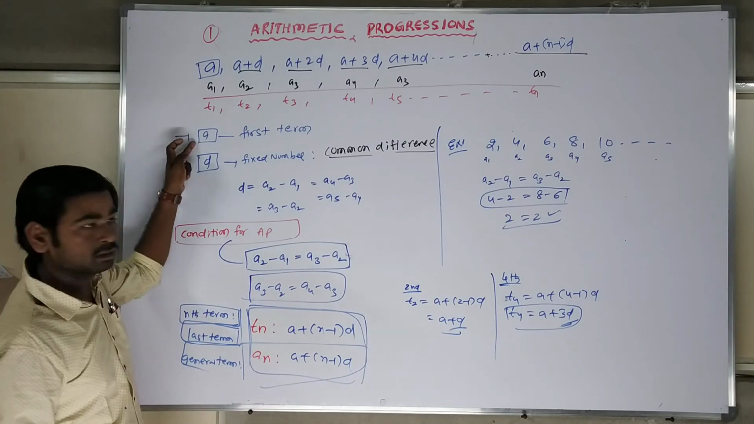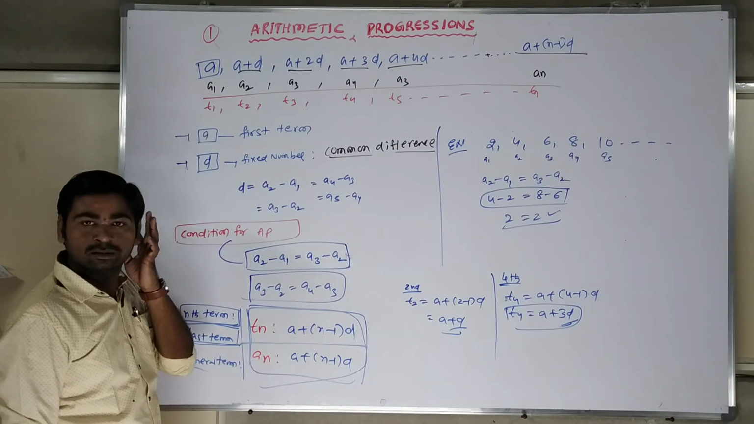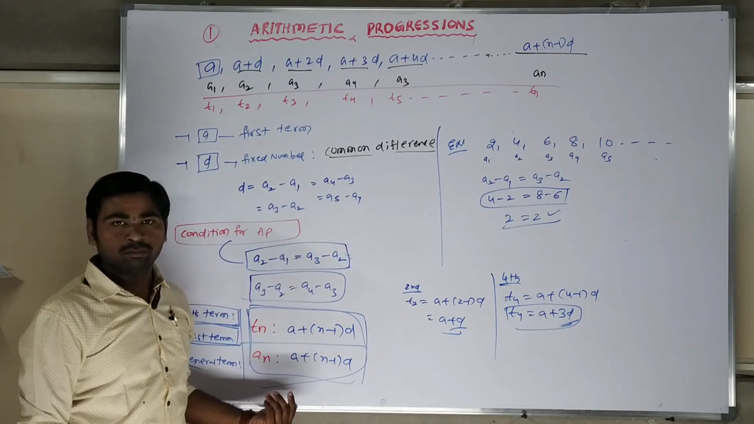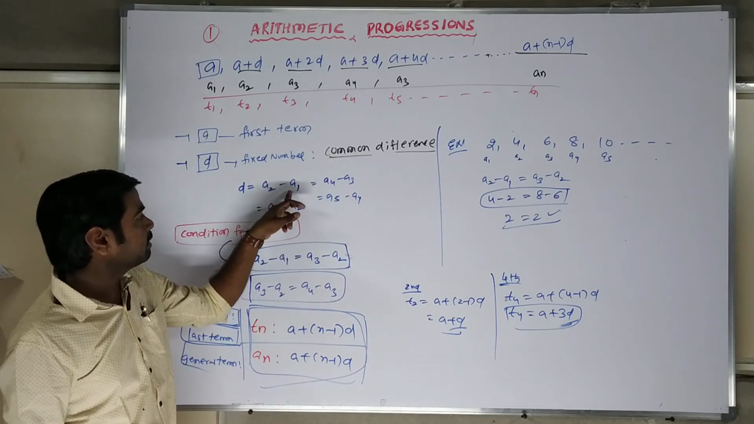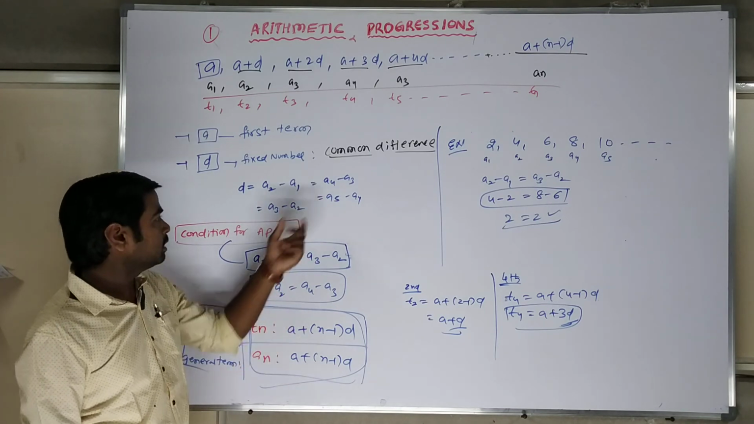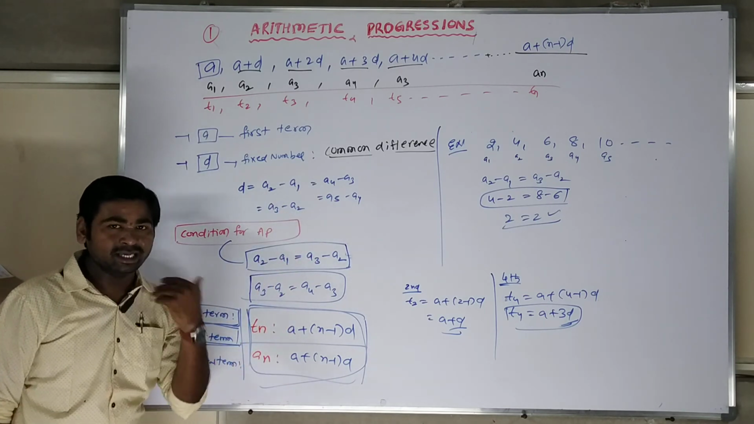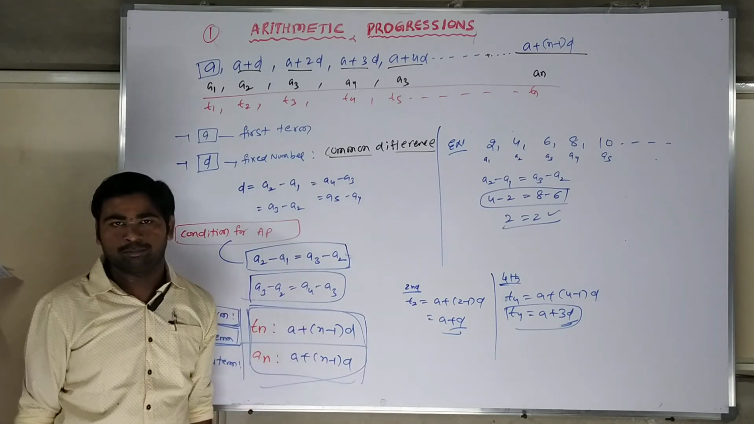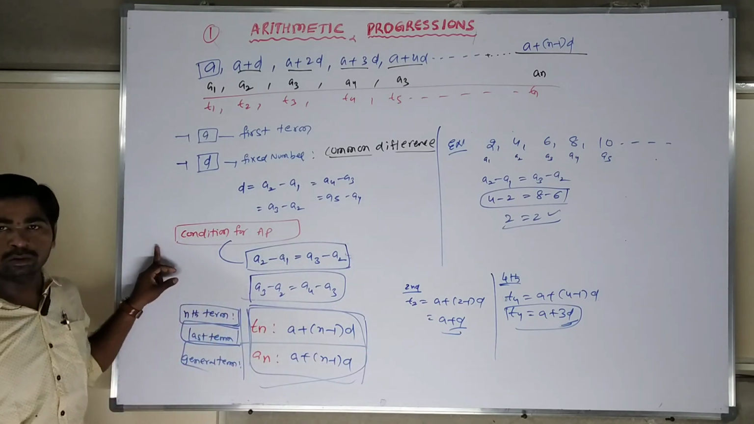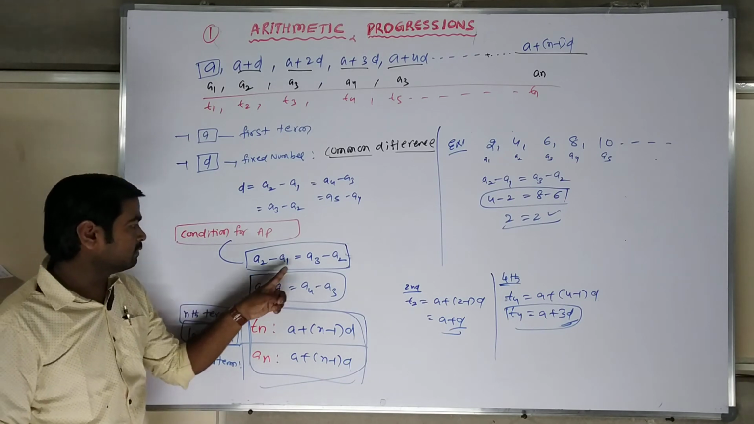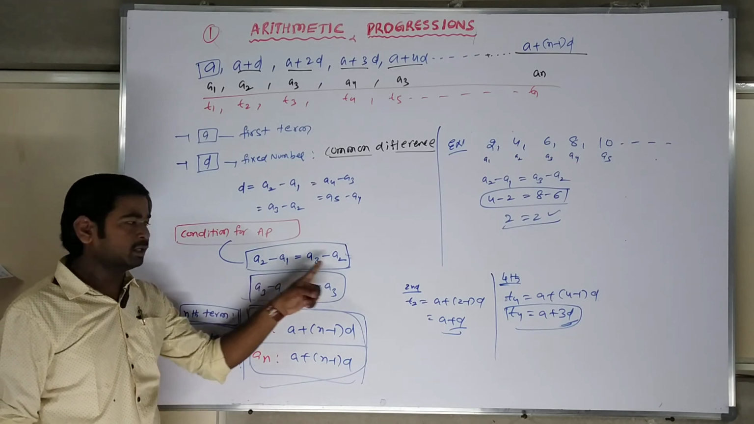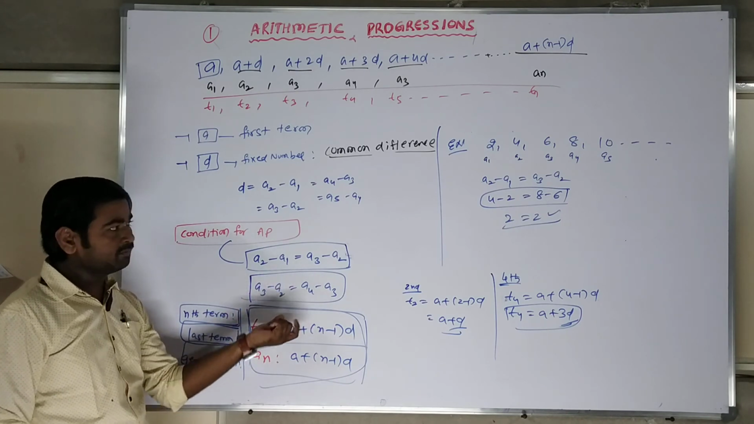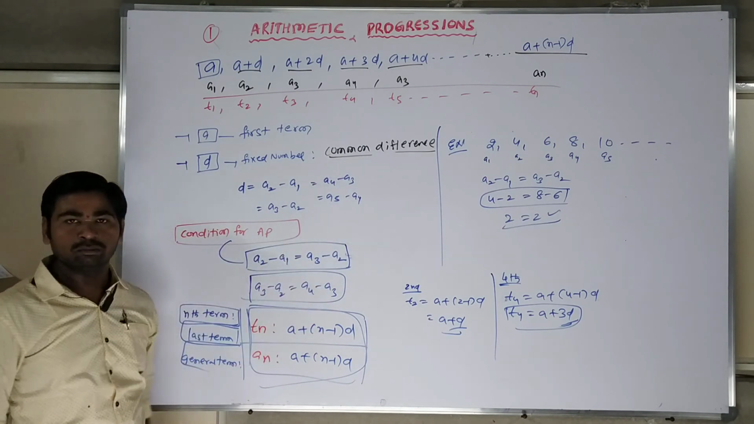Now A is the first term, D is the common difference. The common difference is calculated as the previous term minus the before term: A2 minus A1 or T2 minus T1. So whether it is an AP or not, the common difference must be the same, term to term. This is the condition to write for AP: A2 minus A1 equals A3 minus A2, and also A3 minus A2 equals A4 minus A3. Side by side the difference must be the same. That is what I wrote in the example condition.